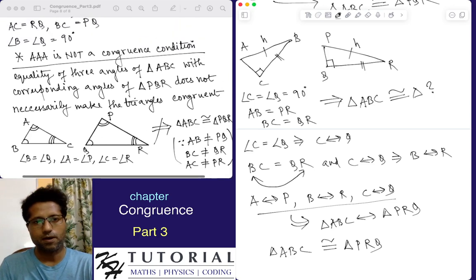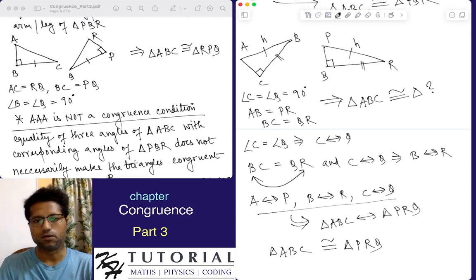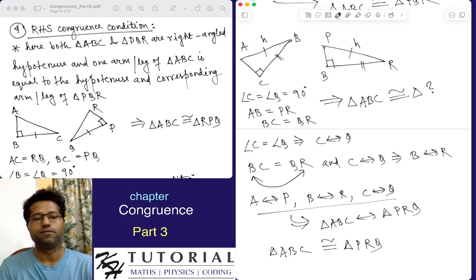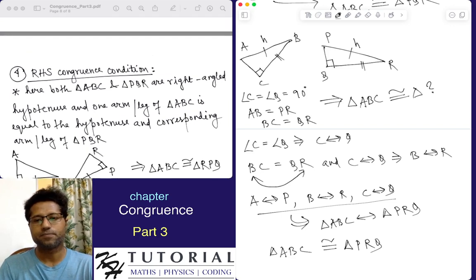So this was all about the congruence of two triangles and the four conditions that ensure the congruence between two triangles, that is SSS, SAS, ASA and RHS.